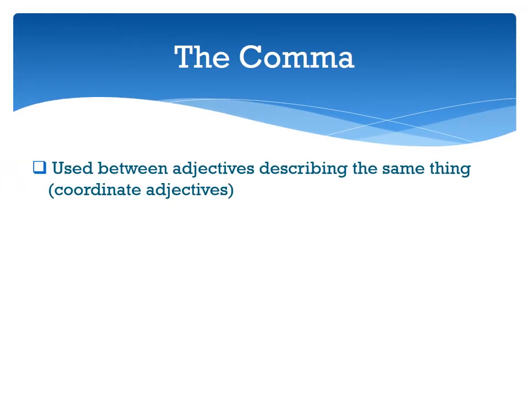Another reason that we use the comma is between adjectives describing the same thing. Those are called coordinate adjectives, and we'll look at a couple of quick examples of that. We have the old red barn burned down, and so we have two adjectives. We have old and we have red. And both of those adjectives describe the barn. So we have the old barn and the red barn, the old and red barn burned down. And so since those two adjectives describe the same thing, we can just say the old, comma, red barn burned down.